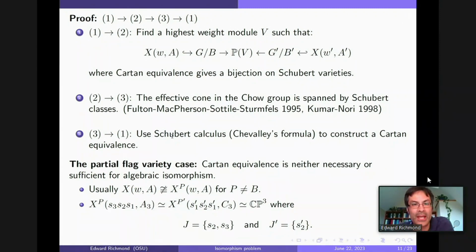One is equivalent to two, yeah, there exists a reduced word. But it turns out that Cartan equivalence will give a bijection between the set of reduced words of one and the set of reduced words of the other.